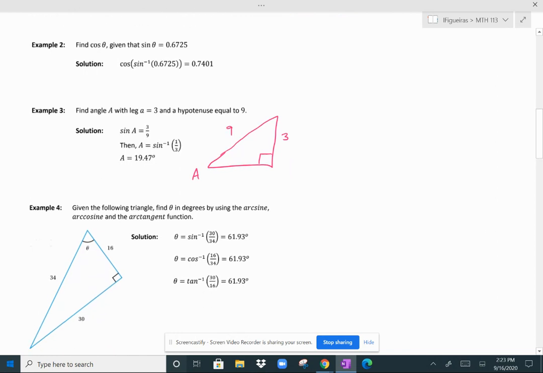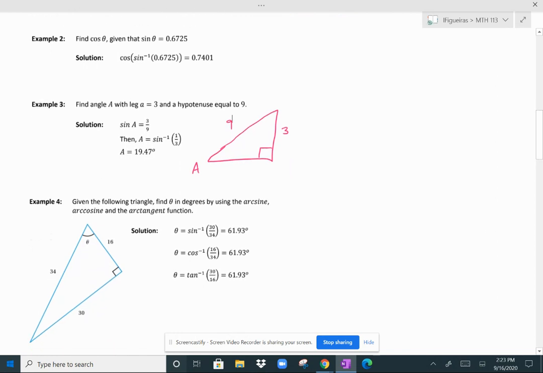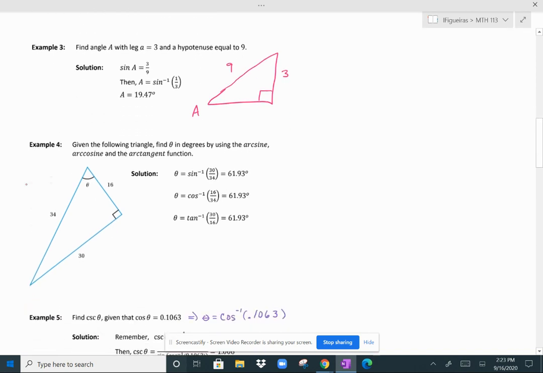Okay. Here's an example of how those relationships work, and we're going to use our inverse trig functions in three different ways. You're given the following triangle where all of the sides are identified, and you want to find angle theta, and we're going to find that angle in terms of the arc sine, the arc cosine, and the arc tangent. Because we know all three sides, you could use really any one of those three in order to identify this angle, and they should all give you the same result, and they do. So let's start with sine. Sine of this angle is opposite over hypotenuse. So when I want to evaluate the angle, it's sine inverse of 30 over 34, which gives me 61.93.